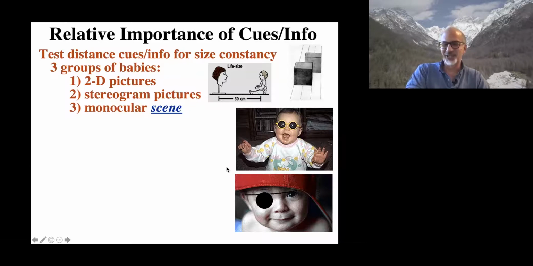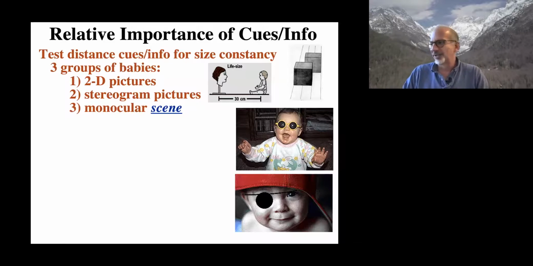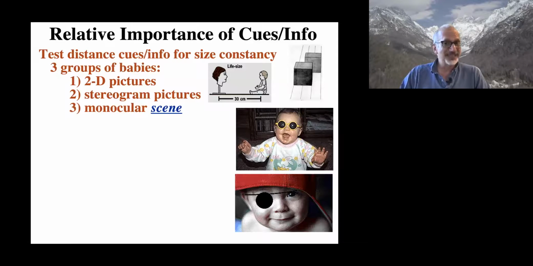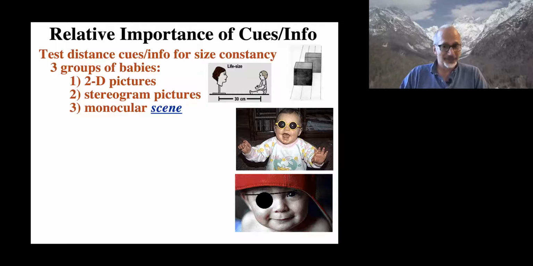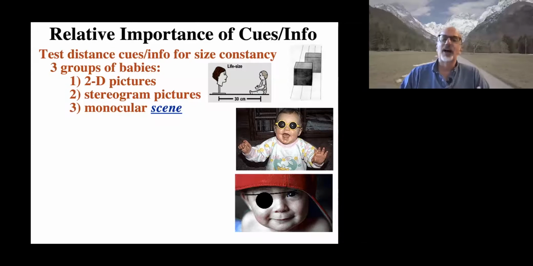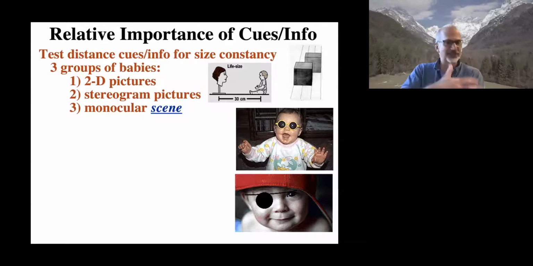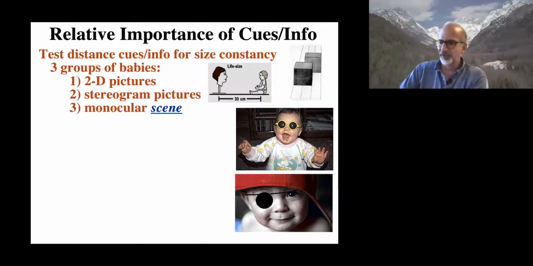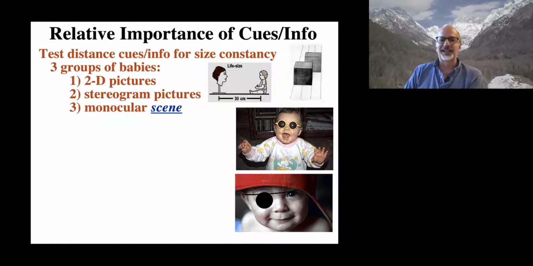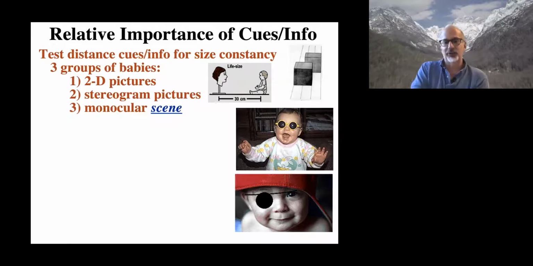We just put a little patch over one of their eyes, and it's comfortable, and it's fine. They don't mind it after it's put on. They probably don't even notice it very much. But they're getting less input, it would seem, than the babies that are seeing stereogram pictures because they have two eyes. However, maybe to offset that, they are actually getting a scene that's a real three-dimensional scene, with real plastic blocks in front of them, not just an image of plastic blocks, which is what the 2D picture baby group is going to get, and the stereogram picture baby is going to get.